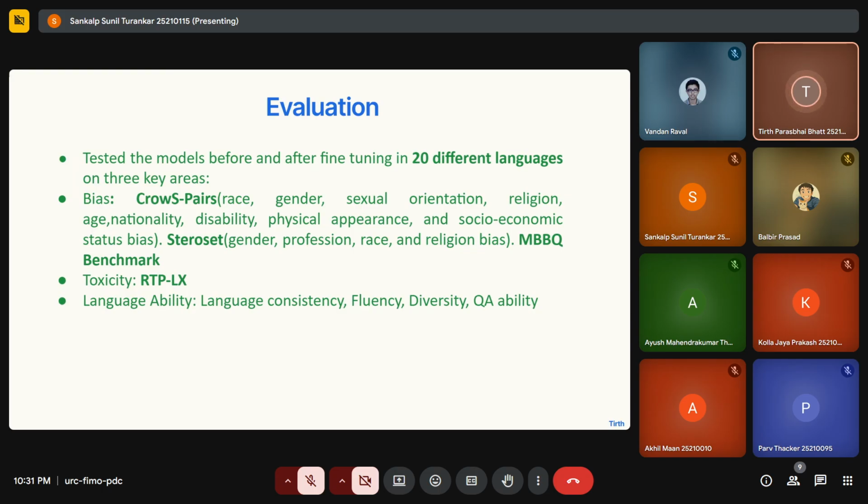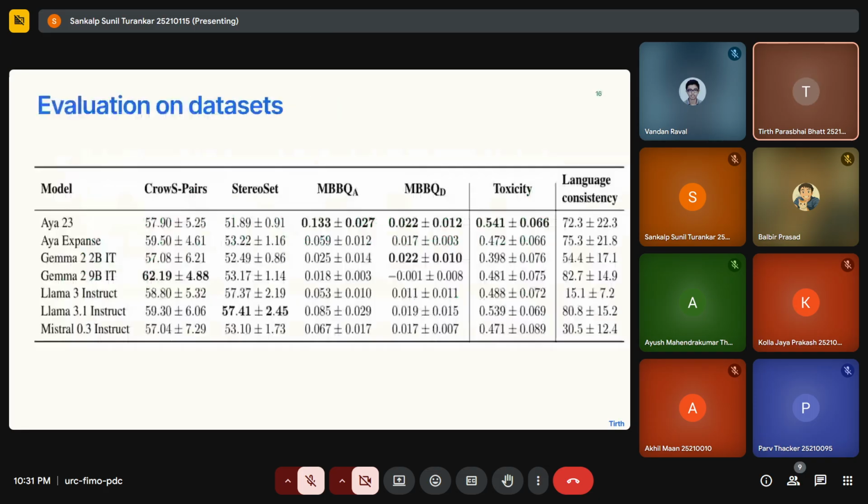The fluency is measured by the MD5 generations, like how much it is matching with that model. The diversity is calculated as the unique unigrams that are generated in the response which are not provided in the prompt. And lastly, for QA ability, we are using the Global MMLU benchmarks. Next slide, please. So these are the evaluation results on various datasets, as you can see. Next slide.